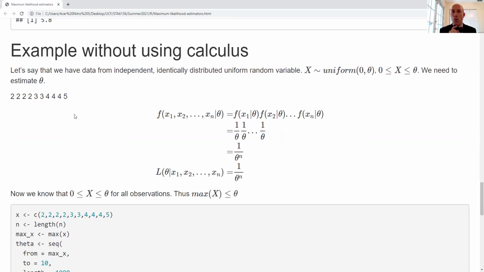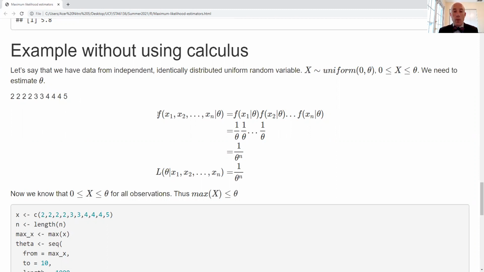Okay, so I have data that is from a uniform distribution. I'm going to say the lower bound is 0, the upper bound is theta. I don't know theta. I want to know what theta is. I want to estimate it. Okay, so here's my data that I need to work with.